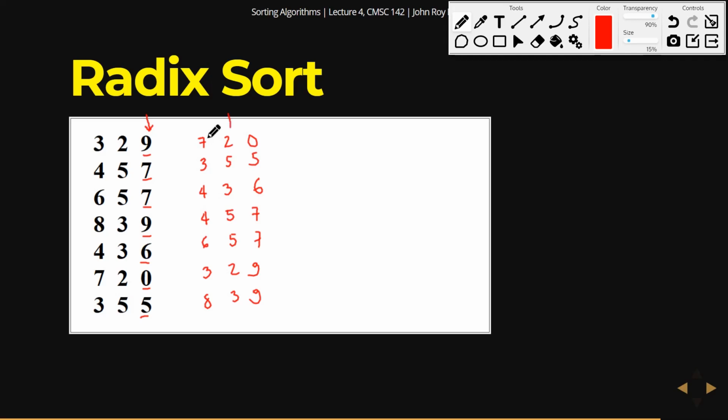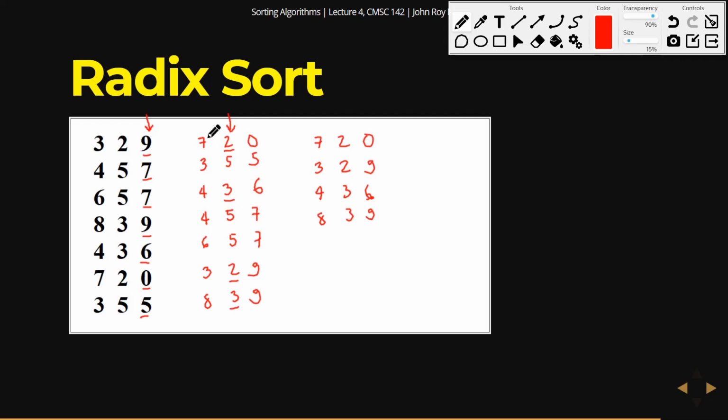Next, we will sort using the tens. So for the tens, the first one should be 2, right? Since there's a tie for 720 and 329, we'll use the same order because it's stable. 720, 329. After that would be 3s, right? 436 and 839.